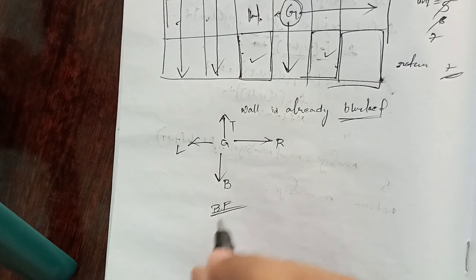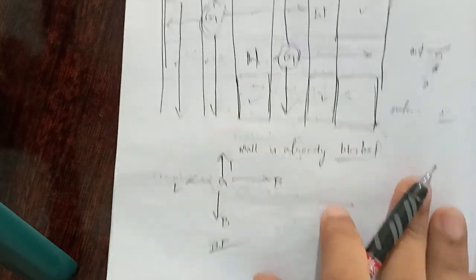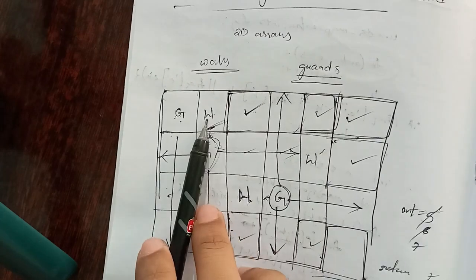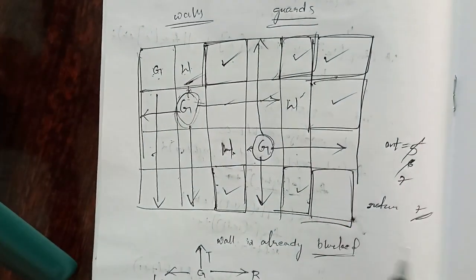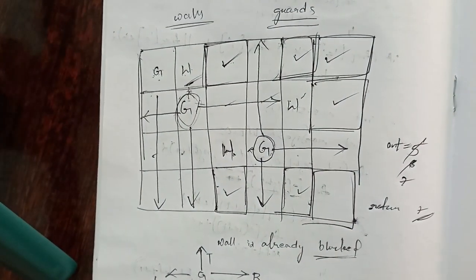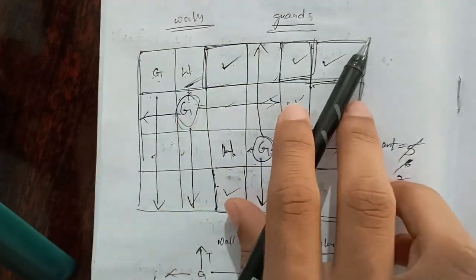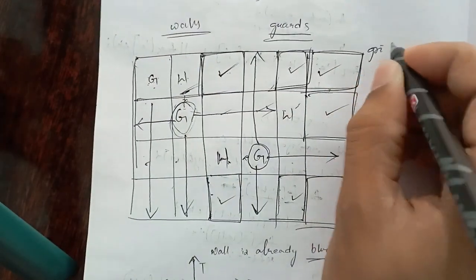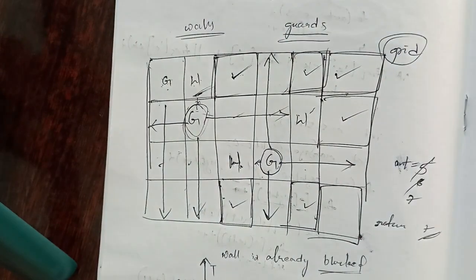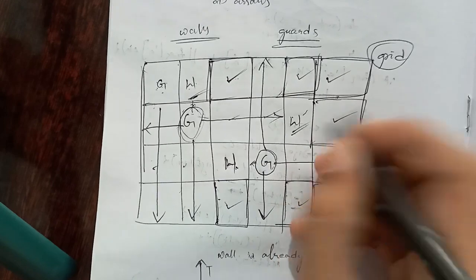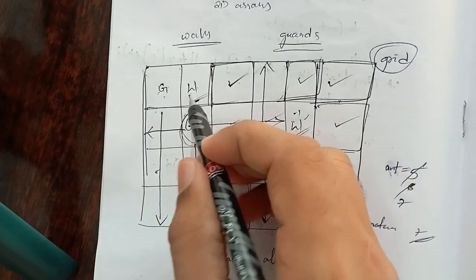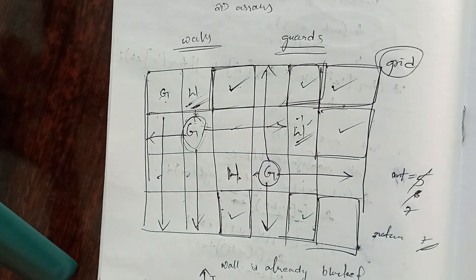So let us think about a brute force approach. Since we are only given guards and walls as 2D arrays, we need to create a 2D array named grid. If there is a wall, we need to make it as -1.